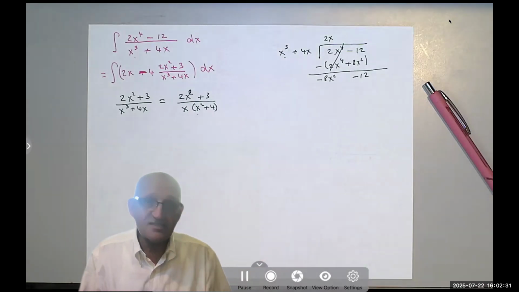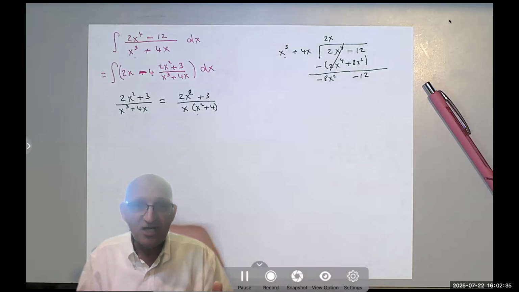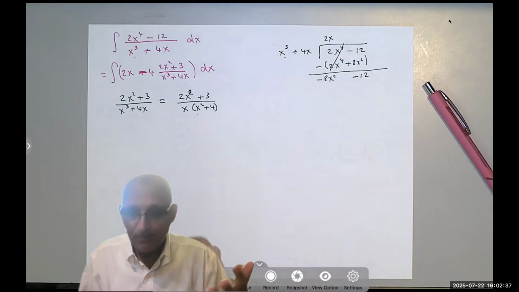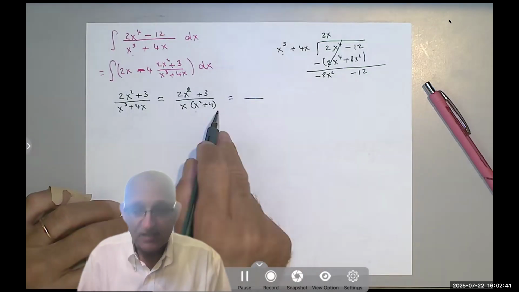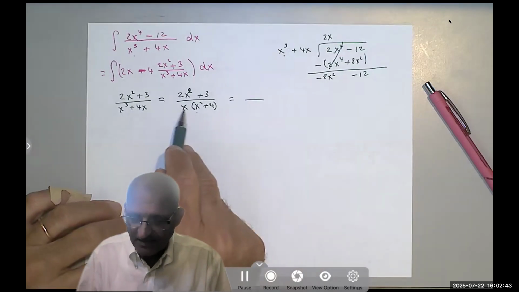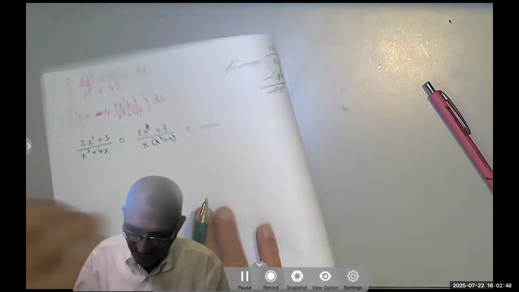which is the sum of two squares, which would be (x plus 2i) times (x minus 2i). So it's not a real number, right? So I will have to break that into two pieces. Notice the first piece is similar to x plus a, where a is 0. So it's just A over x.